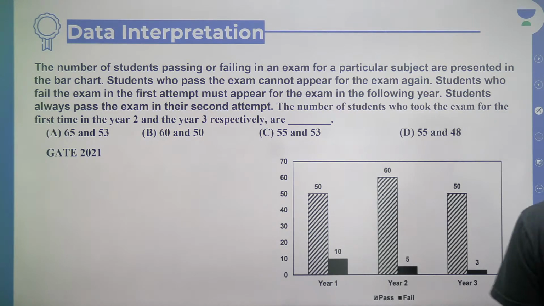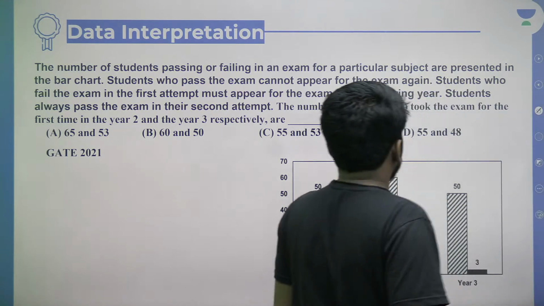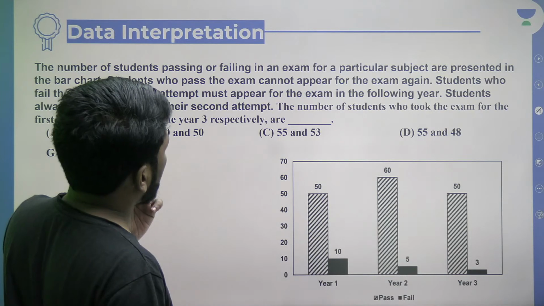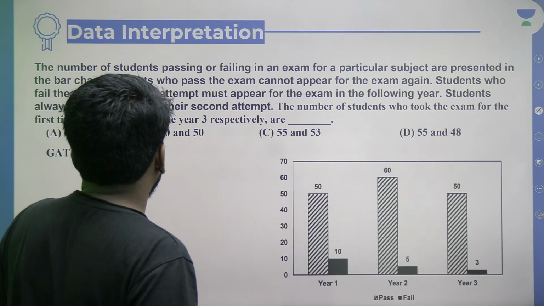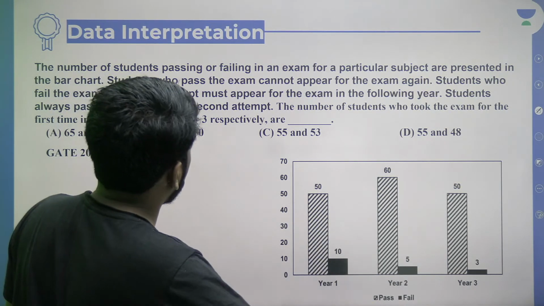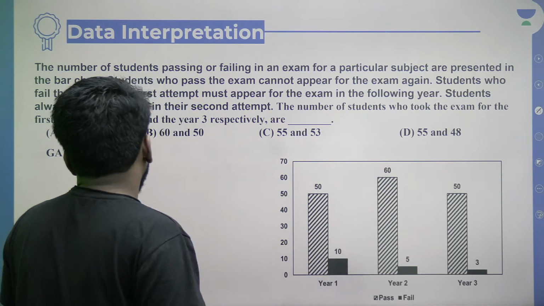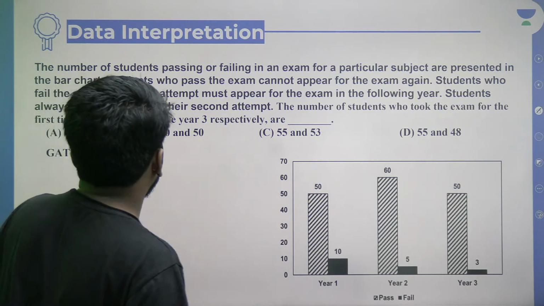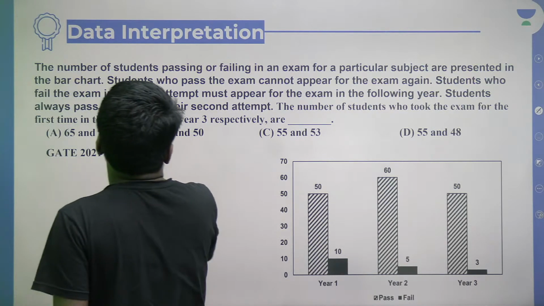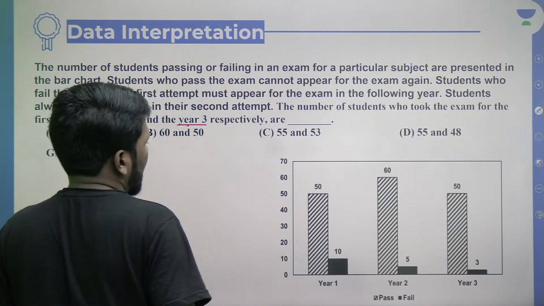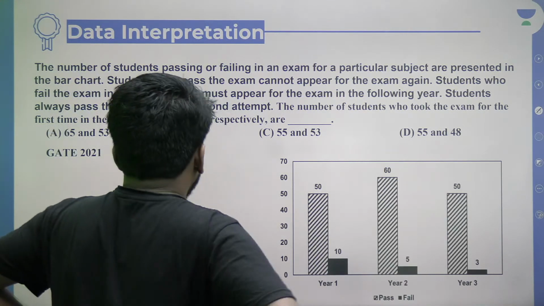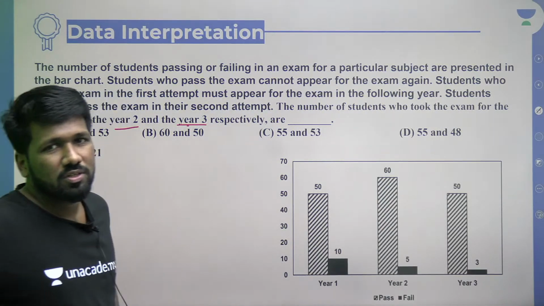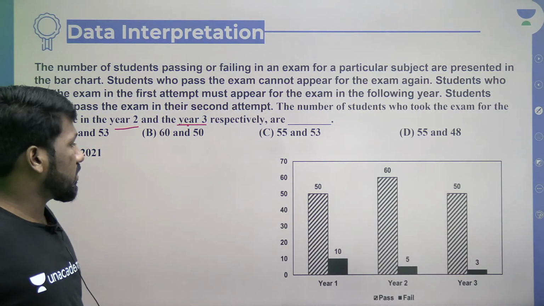The number of students passing or failing in an exam for a particular subject are presented in the bar chart. Students who pass the exam cannot appear for the exam again. Students who fail the exam in the first attempt must appear for the exam in the following year. Students always pass the exam in their second attempt. The number of students who took the exam for the first time in year 2 and year 3 respectively are: first time exam attending students, not passing students or failing students. So understand clearly what the question is asking.